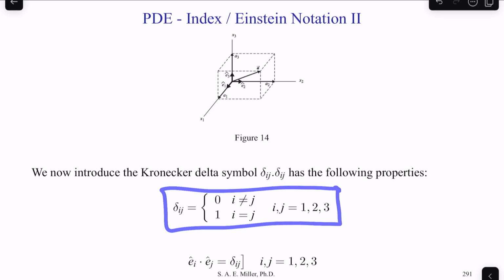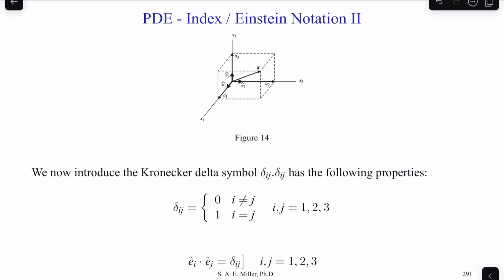It only has really 2 outcomes, whether i equals j or not. That's the Kronecker delta function. So why did we define it this way? Well, this allows us to write the dot product, the inner product of our basis vectors or unit vectors, e i and say e j, as a Kronecker delta function.